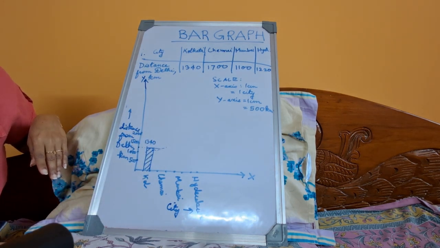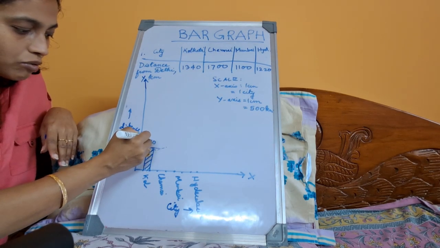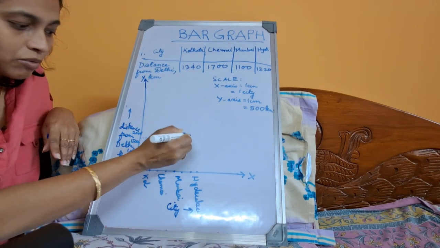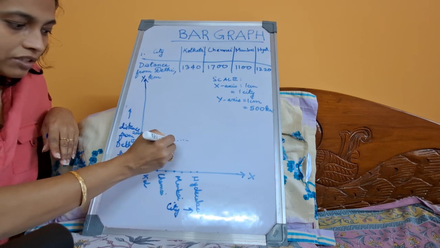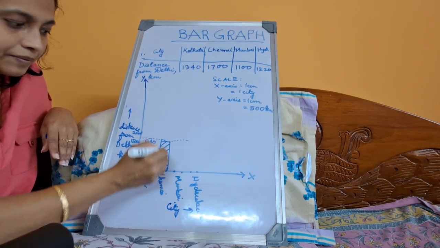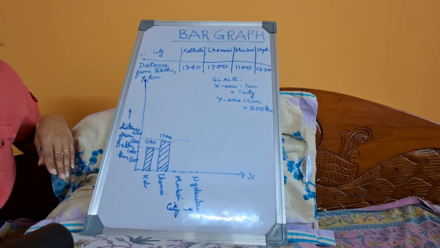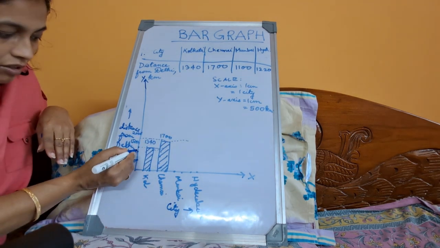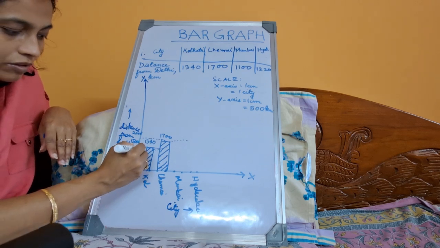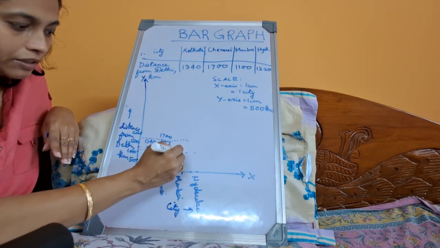Then I have Chennai, 1700. So 1700 is 500 and 2 millimeter squares. So that's Chennai, 1700. Then we have Mumbai, 1100. So 1000 and 100 more. Thin line, Mumbai.